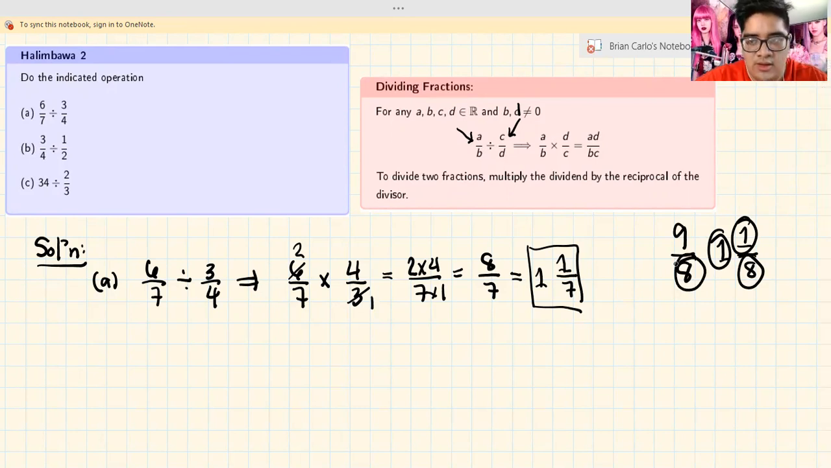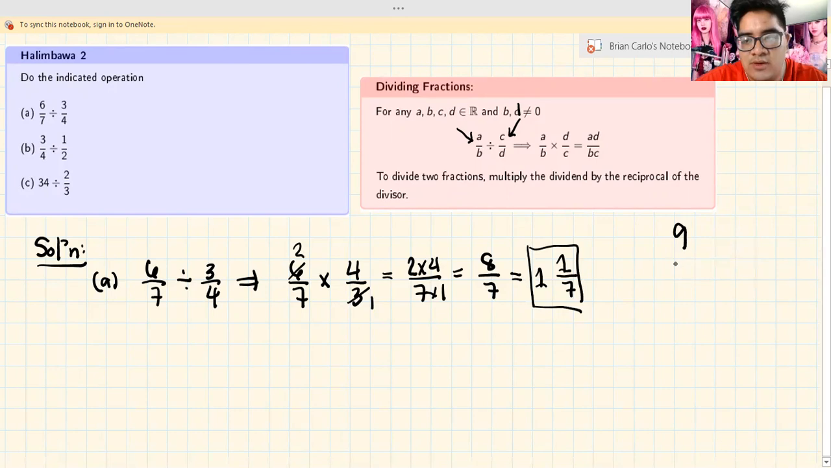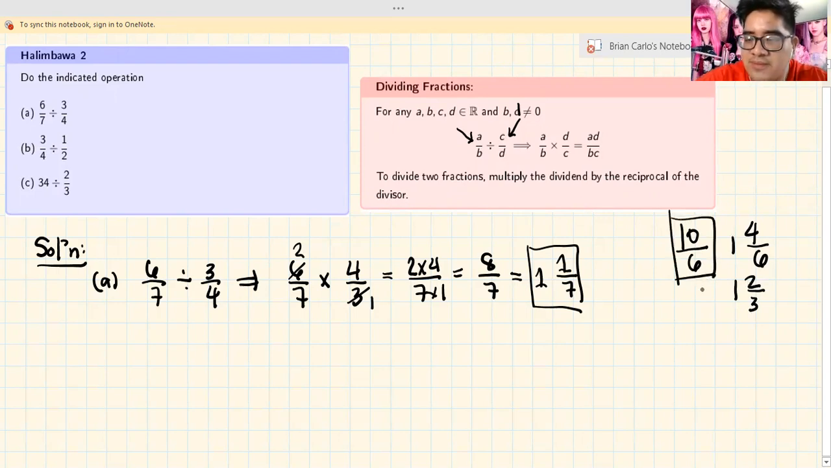Tama. Isa pang example, halimbawa, 10 over 6. Ano yan? Ilang 6 ang meron sa 10? Isa. Ano natira? 4. Anong denominator? 6. Pwede pa yung i-simplify. 1 and 2/3. Tama? Kasi pwede pa ito i-simplify. Ganun lang ang pag-change, mabilis, hindi mo na dinidivide.